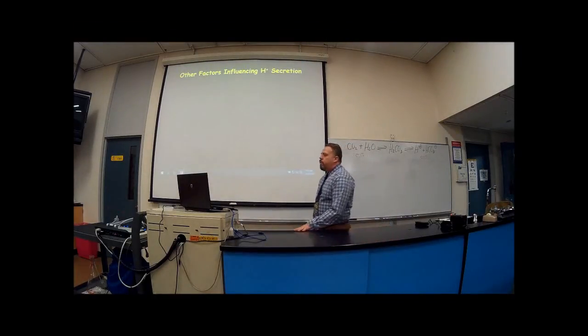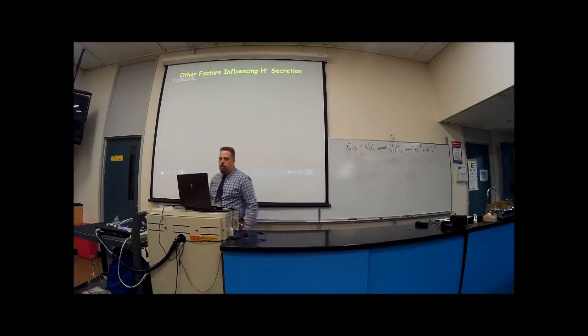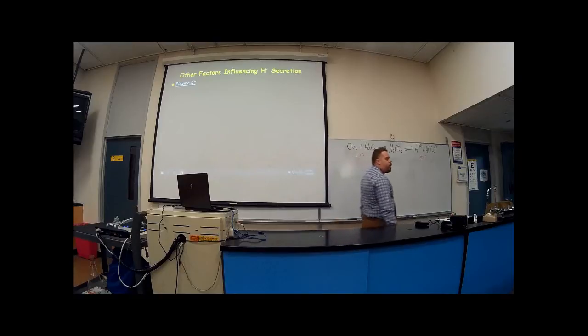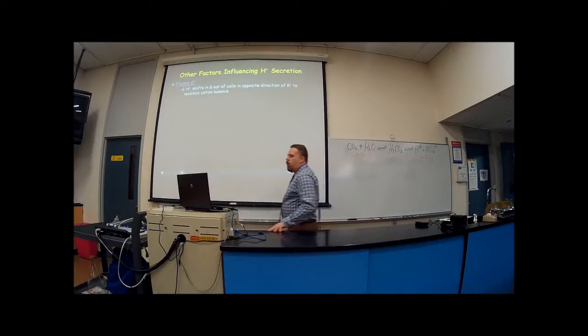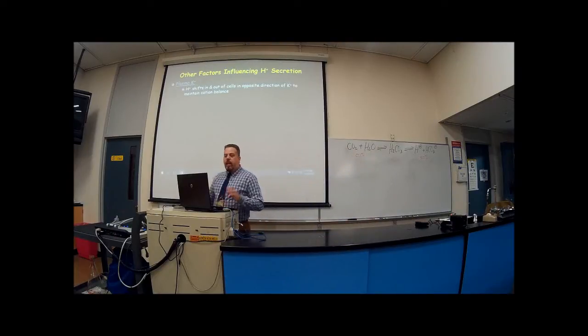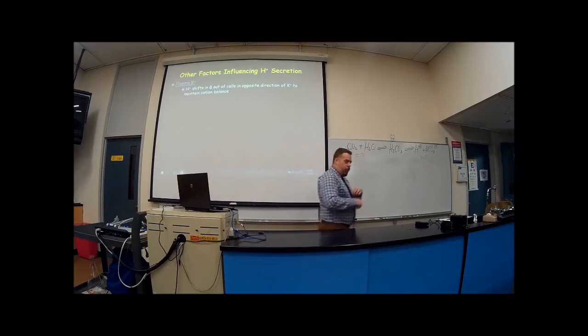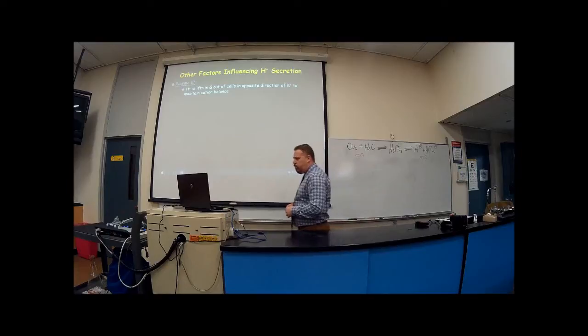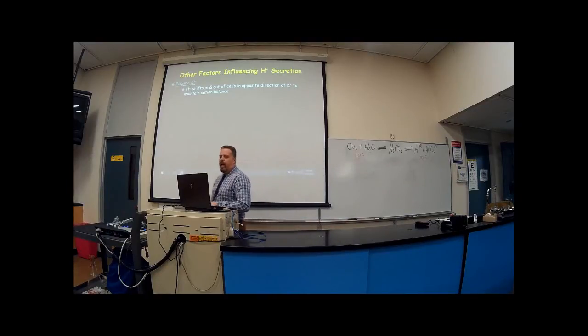Other factors that influence hydrogen secretion. Potassium. Blood potassium is also going to affect this. This is a key moment for you to understand. Hydrogen shifts in and out of cells in opposite directions of potassium throughout the whole body, not just the kidney, the whole body. And this will maintain cation balance.